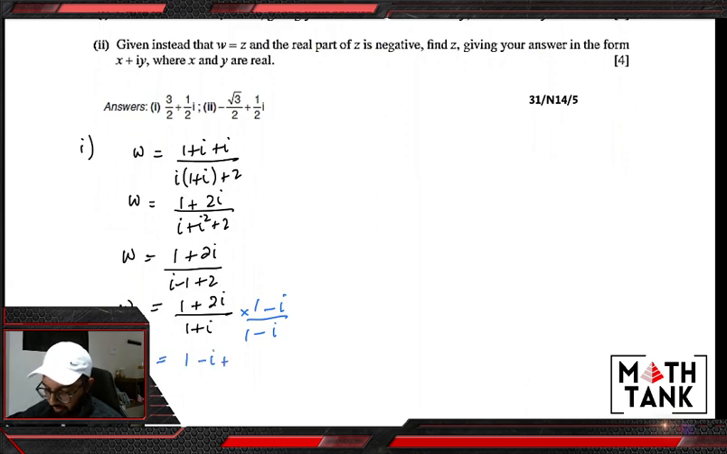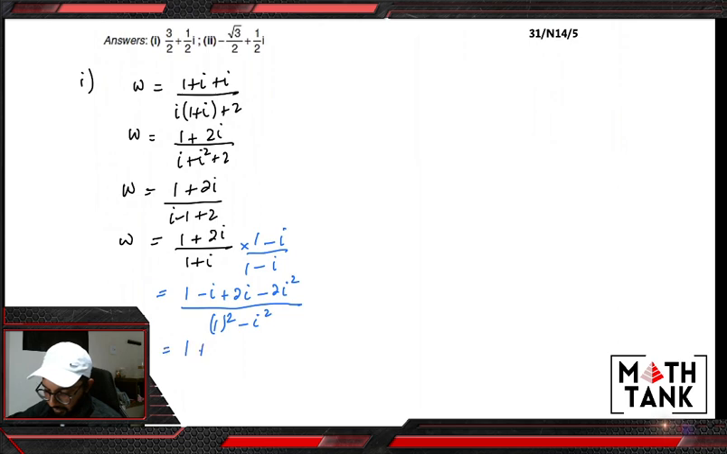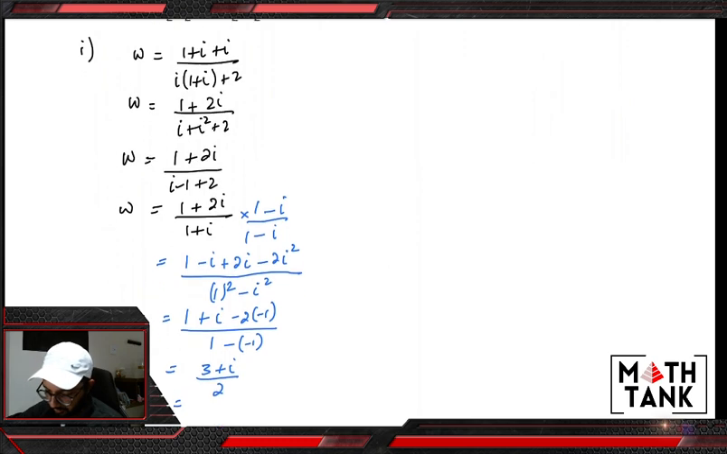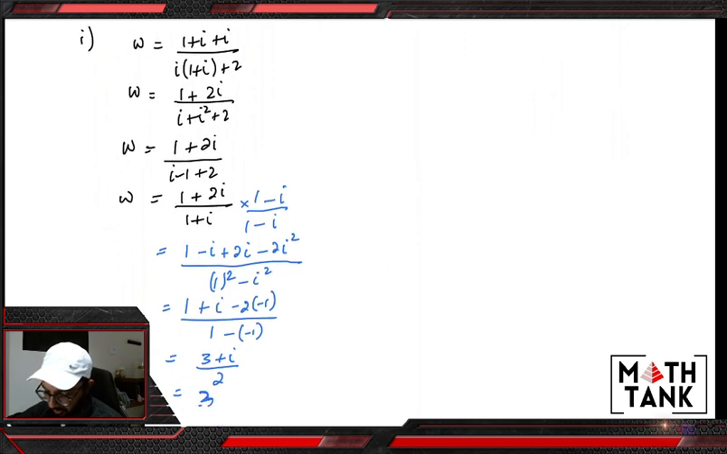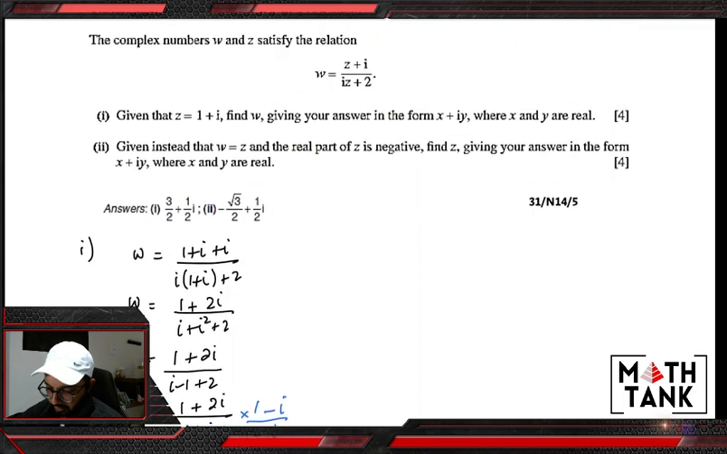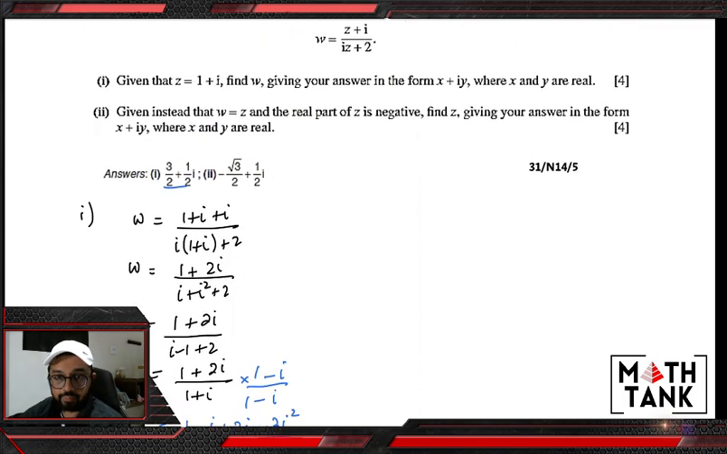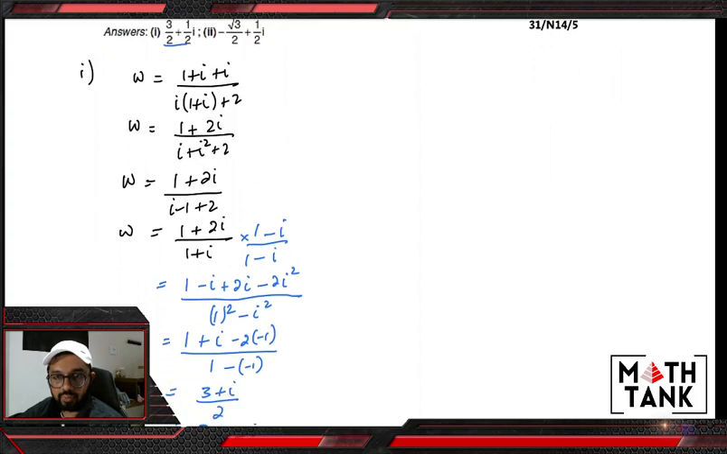So I get 1 minus i plus 2i minus 2i squared, and 1 squared minus i squared. 1 plus i minus 2 times minus 1, 1 minus minus 1. So I get 3 plus i divided by 2. That gives me 3 over 2 plus 1 over 2i. Is that the correct answer? Yes, that's the correct answer.